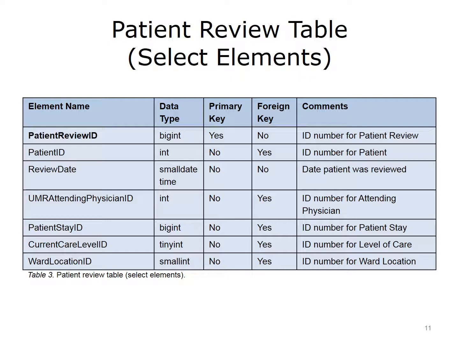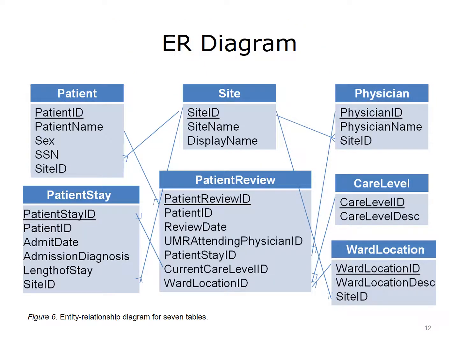Many of the elements are foreign keys to other tables, which is to be expected in a table for reviews. A review is for a particular patient who has an attending physician, a current stay, a current care level, and a ward location. It also is done on a particular date. This table creates relationships between the patient, physician, patient stay, care level, and ward location tables. Since the patient review table contains several foreign keys, it has many relationships with other tables.